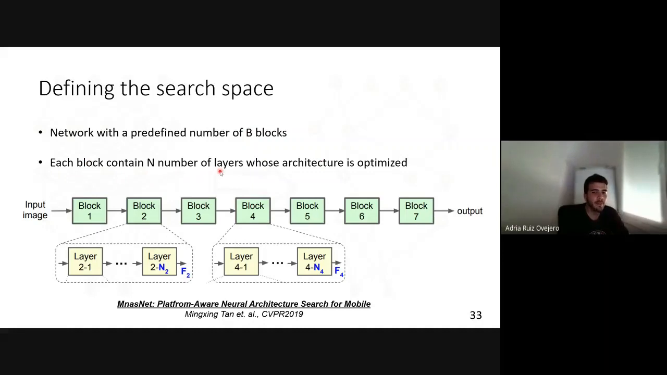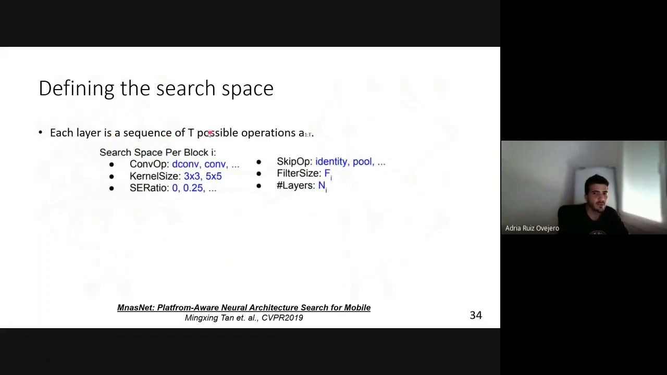And each block will contain n layers whose architecture will be optimized. So each of these blocks will contain n layers, and we will optimize not only the number of layers in this block, but also the connectivity and the hyperparameters that define these layers. So what is the kind of layers that we are considering? Each layer will be a sequence of tokens that define possible operations that we can apply to the layer. For example, we can imagine that we have T operations and we apply T convolutions, and this sequence will define what kind of convolution we will use, for example, a depthwise convolution or a regular convolution, what the kernel size is, the squeeze-excitation ratio, whatever, it's not important. Or if instead of convolutions we use identity or pooling operations, what the filter size is, and the number of operations per layer.